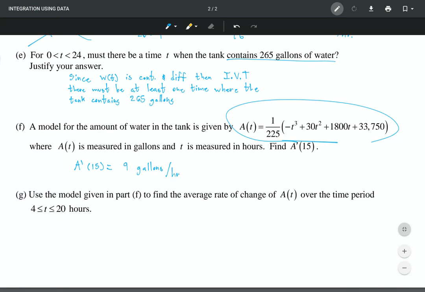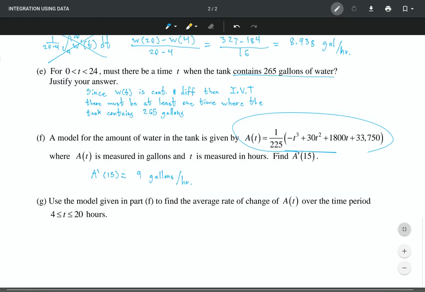How do I know? Well, because A of t was in gallons, so when I take the derivative, I'm going to have gallons per hour. Similar to position, the derivative of position is velocity. How is velocity measured? Well, many ways, but one way is miles per hour, for example. All right, let's go to G now.